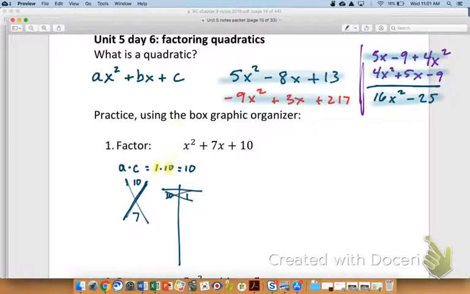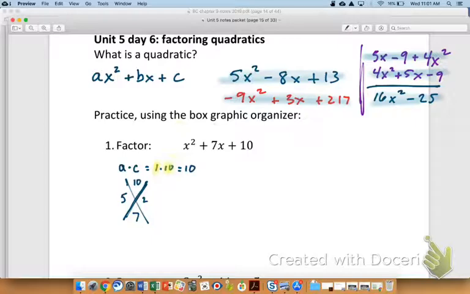All right. How about 5 times 2? That's the only other possibility, right? 5 times 2 is 10. Is 5 plus 2 7? It is. So you're going to want to think which numbers multiply to be 10 and add to be 7, and you'll put those numbers here and here sometimes.